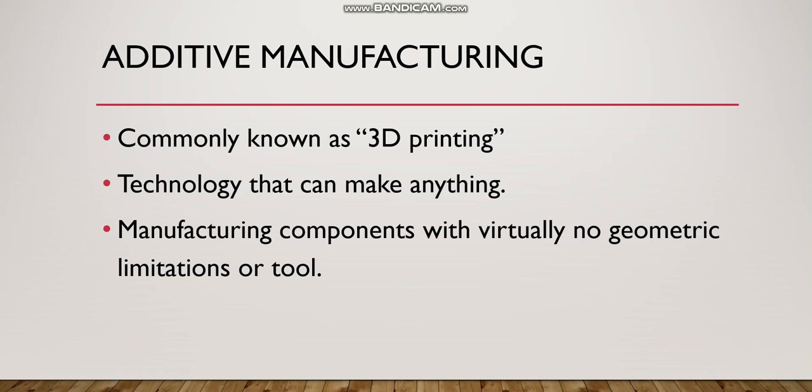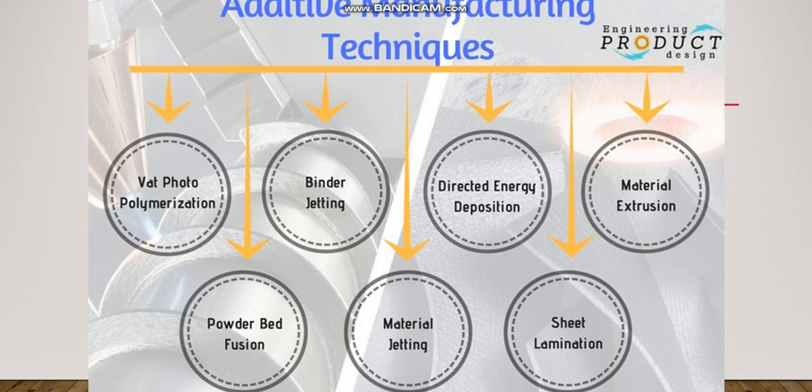So, what is additive manufacturing? Additive manufacturing is the industrial production name for 3D printing. It can produce almost any shape of three-dimensional solid, and it prints objects by stacking and accumulating layer by layer. It is widely used because it prints manufacturing components with virtually no geometric limitations or tools. These are the additive manufacturing techniques, and throughout this video, we'll talk about three techniques: wet photopolymerization, powder bed fusion, and binder jetting.